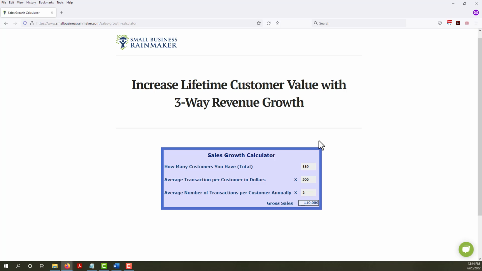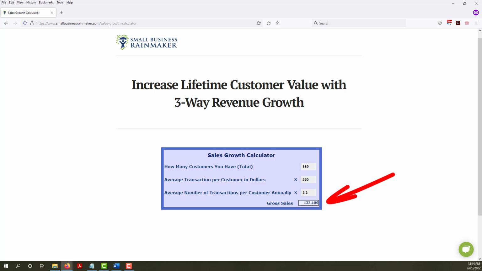Now, let's see what happens when you work on all three. So let's say we're going from 100 to 110 customers. Then we're going to increase the average transaction per customer to $550, and the average number of transactions from 2 to 2.2. That gives us $133,100. That's 33% growth when you work on all three versus 10% growth just by working on getting clients only.